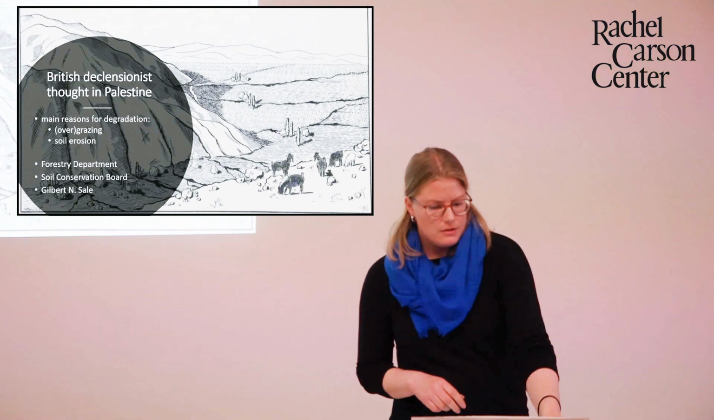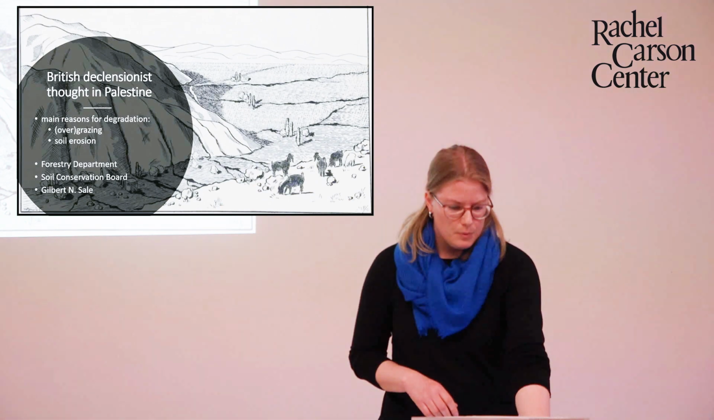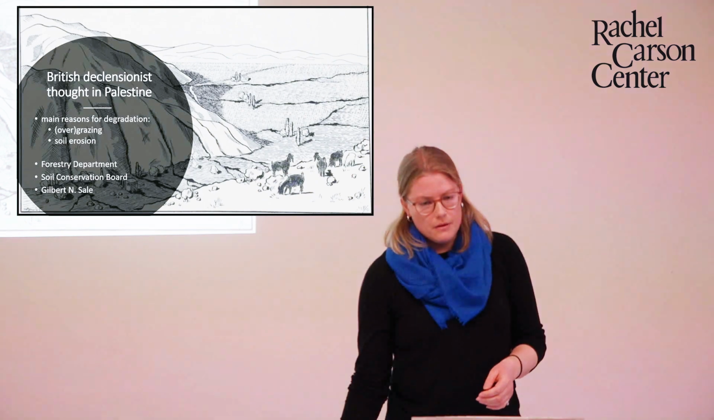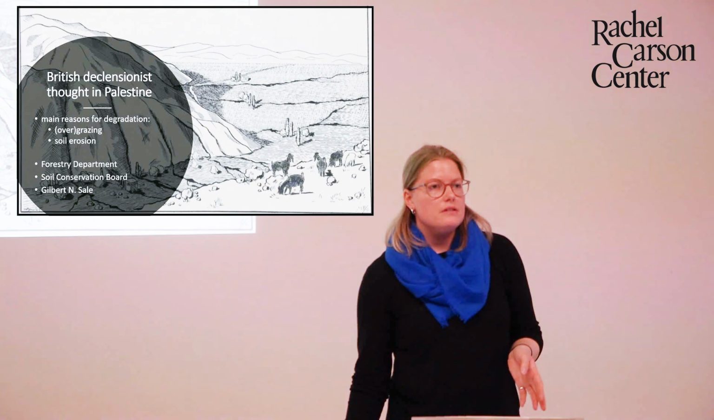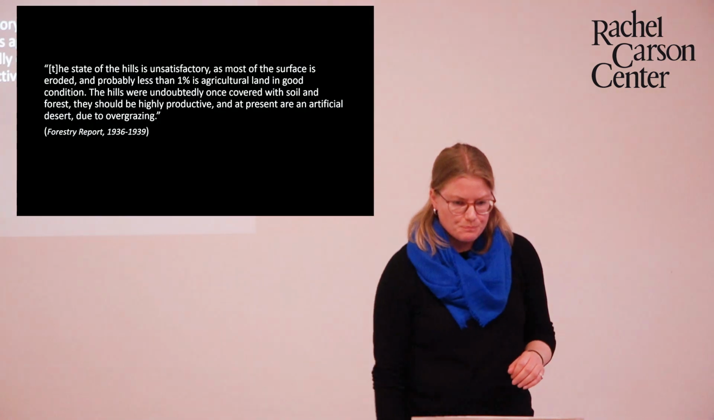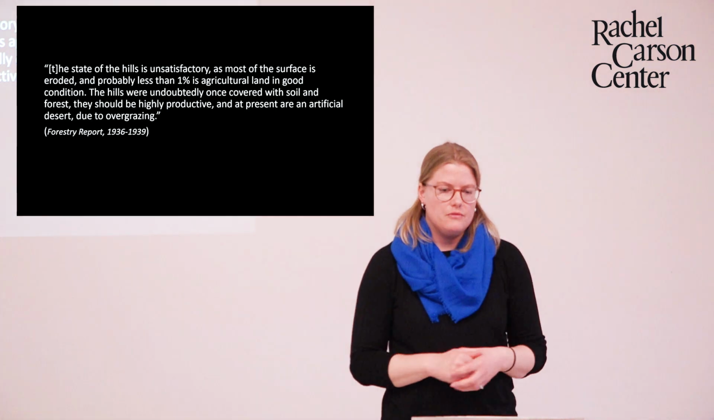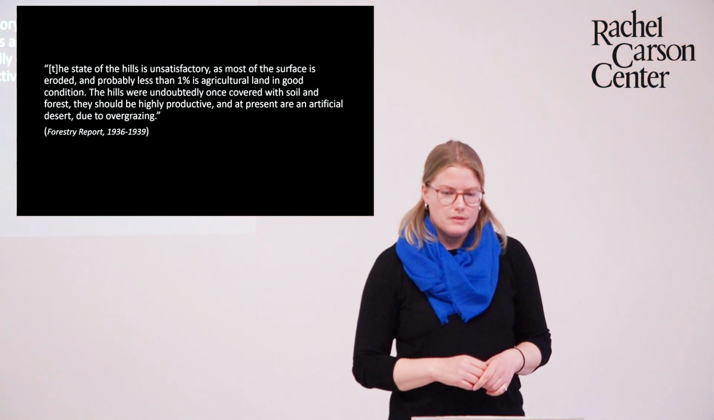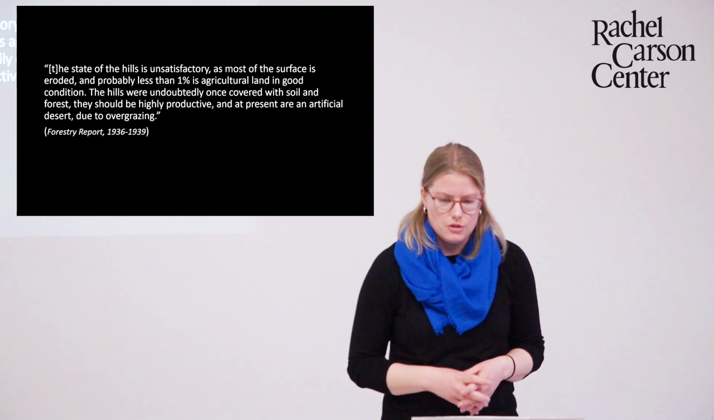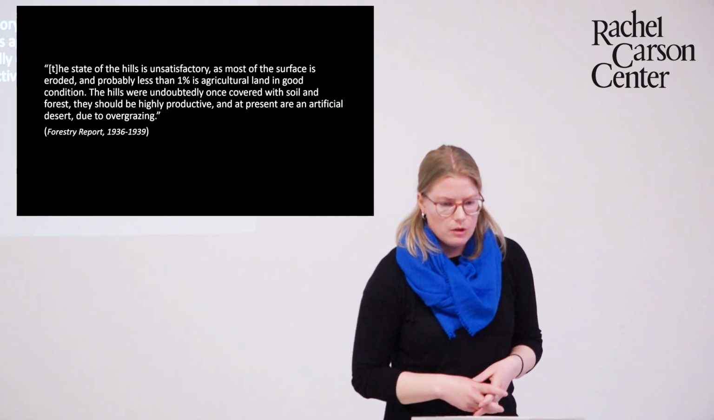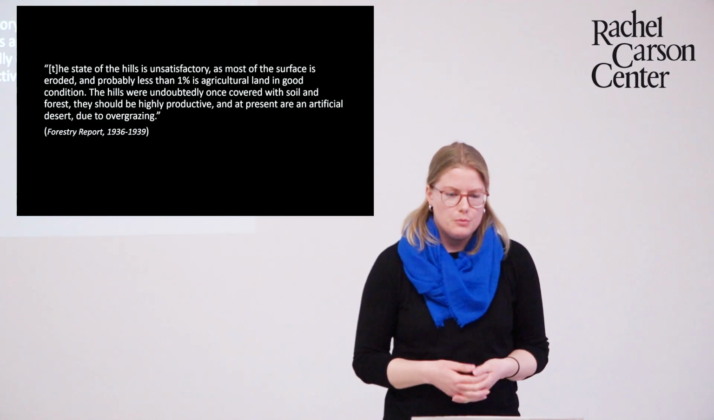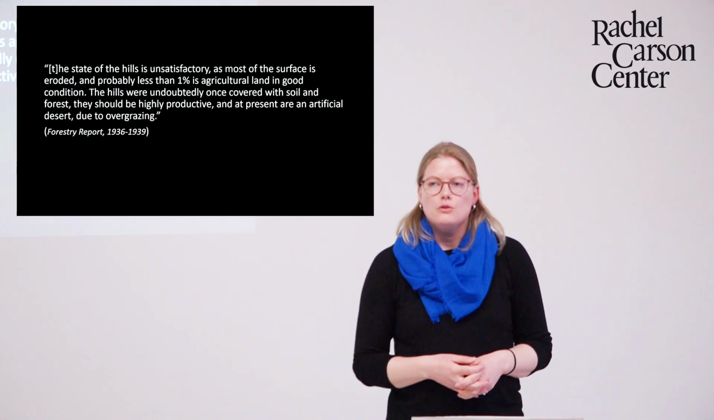You can see the prevalence of the Declensionist narrative, for example, in consecutive reports by the Forestry Department. In the report that covers the years 1936 to 1939, they say, for example, that the state of the hills is unsatisfactory, as most of the surface is eroded, and probably less than 1% is agricultural land in good condition. The hills were undoubtedly once covered with soil and forest. They should be highly productive, and at present are an artificial desert due to overgrazing.